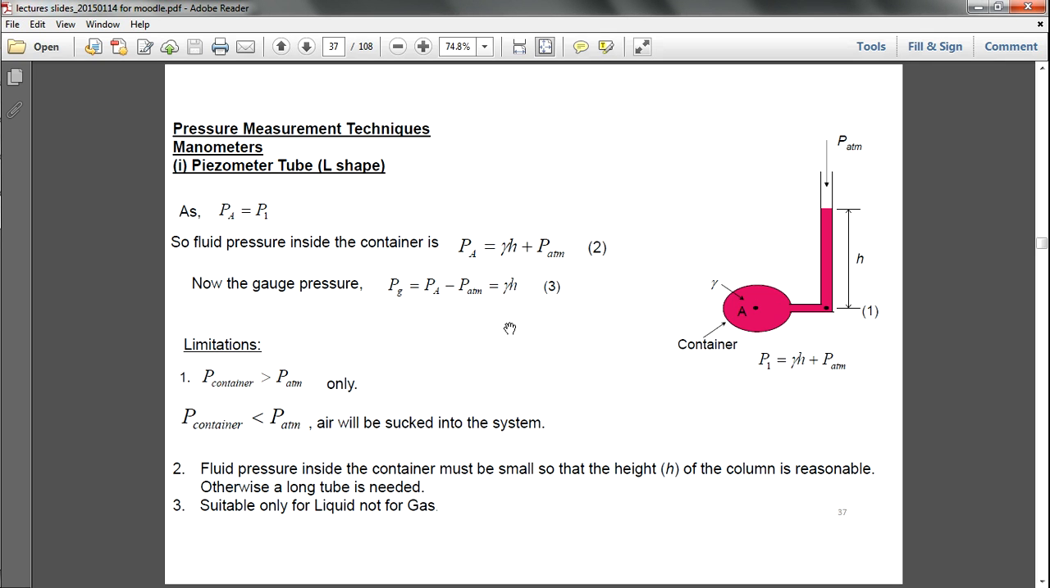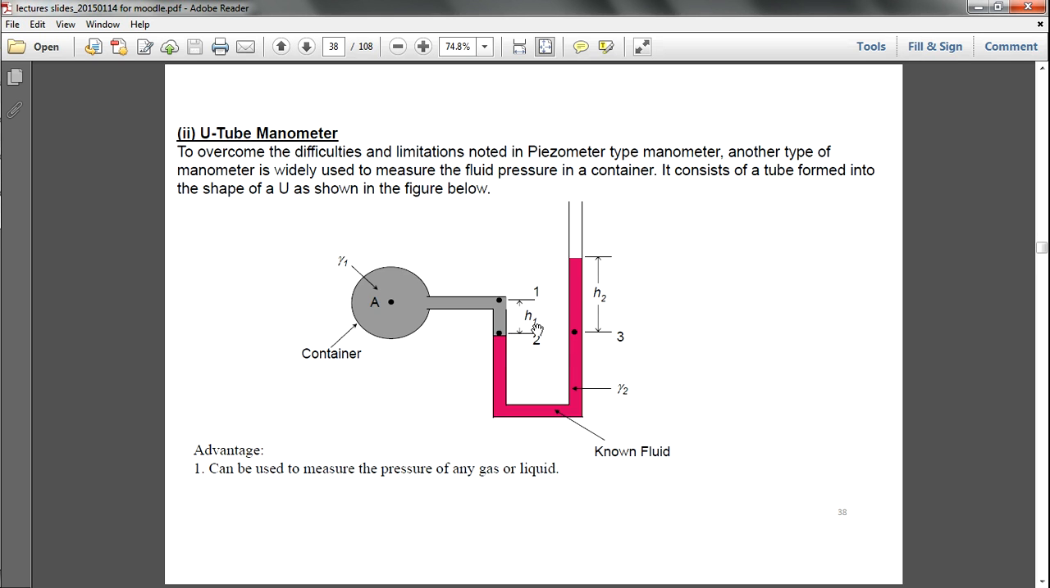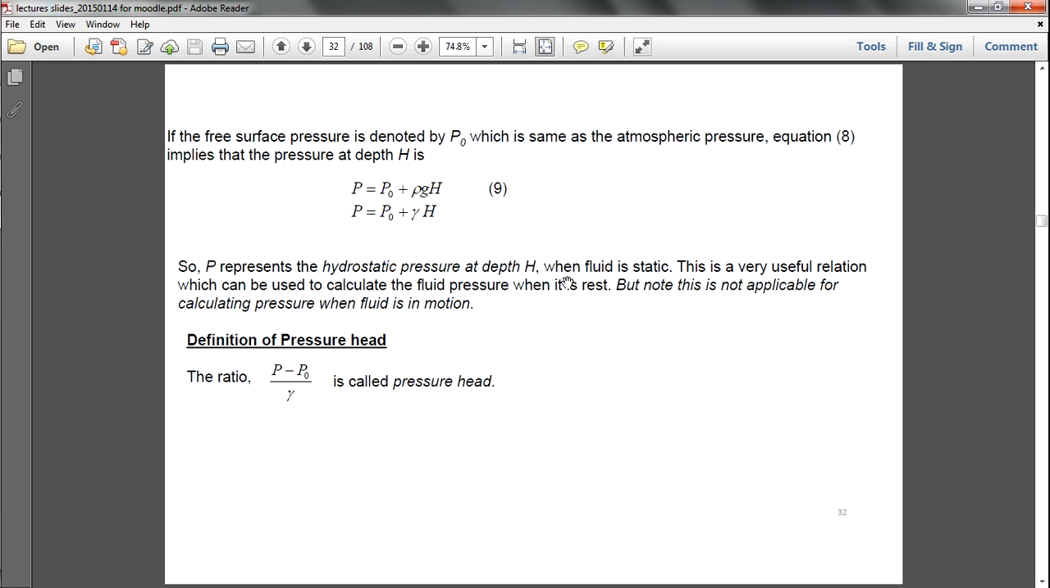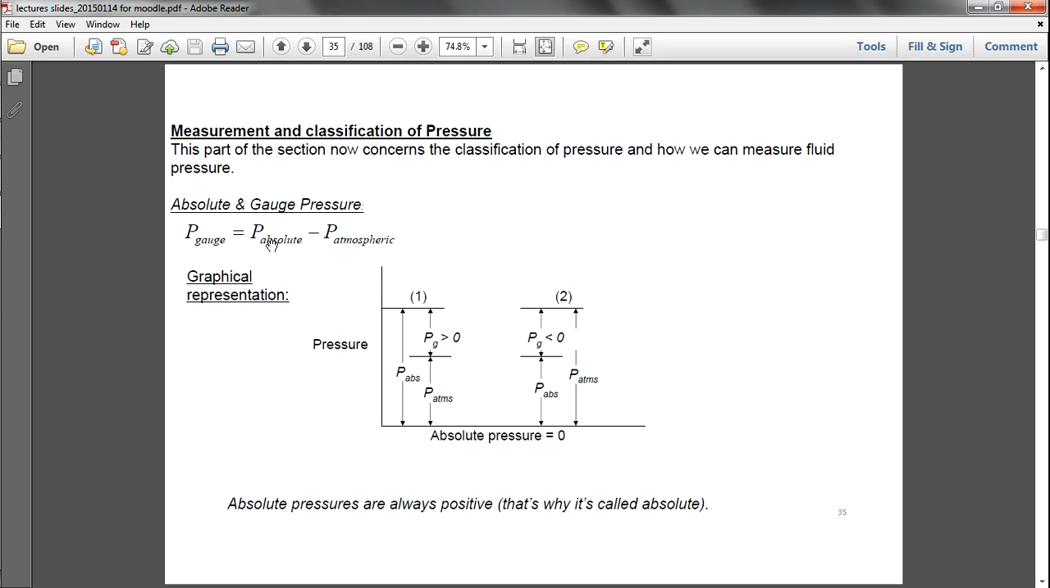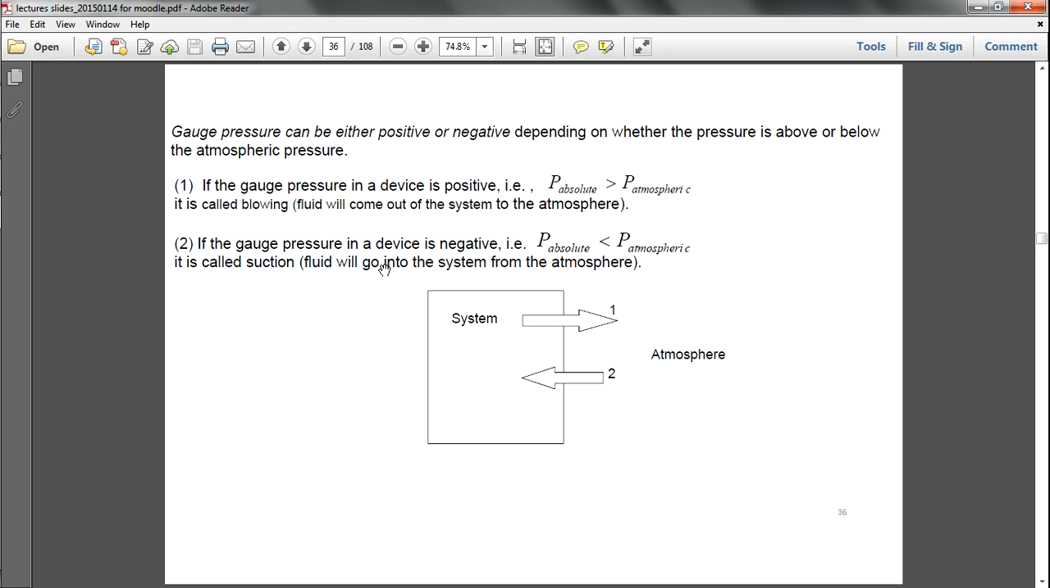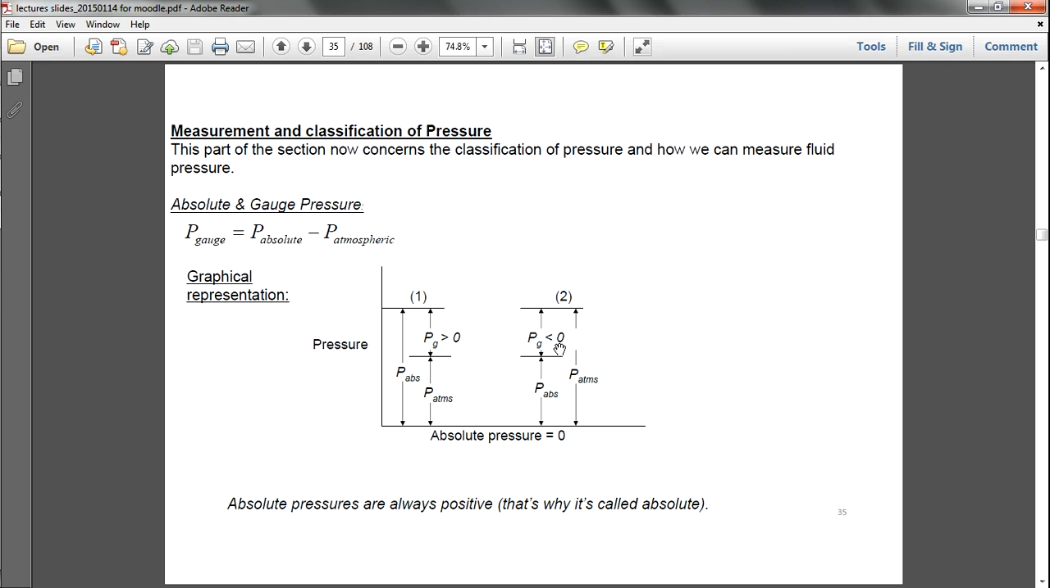So to summarize, we talk about P gauge, absolute and atmospheric. We know that P gauge is the gauge. The gauge is the absolute pressure minus the atmospheric. We need to know this. If absolute is larger than atmospheric, then it's flowing. Otherwise, it's suction. Normally you need to remember, if your overall pressure is lower than atmospheric, you know that there will be a suction in there.